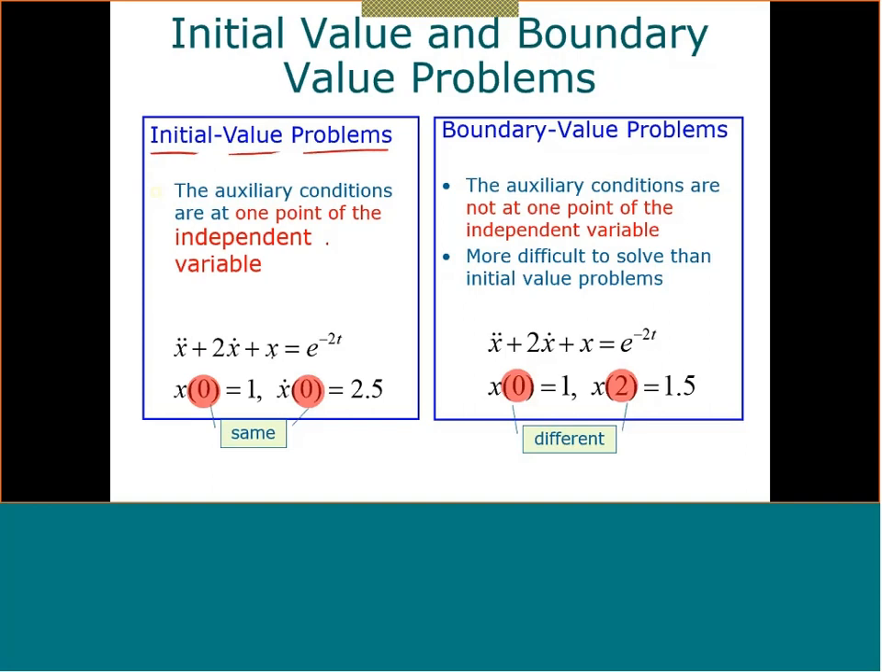Here my independent variable is t, so I have x of 0 and x prime of 0. So the function has been defined, and its derivative, at one value of the independent variable, which is t here, which is 0 in this case. Okay, and also the other type of problems we call the boundary value problem.